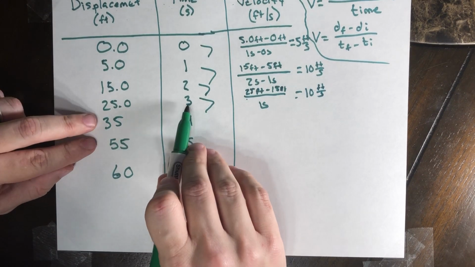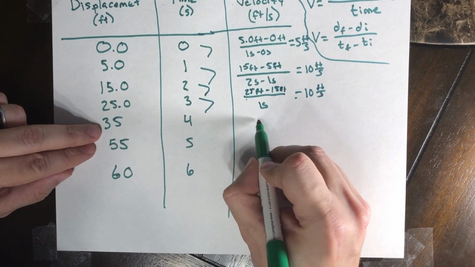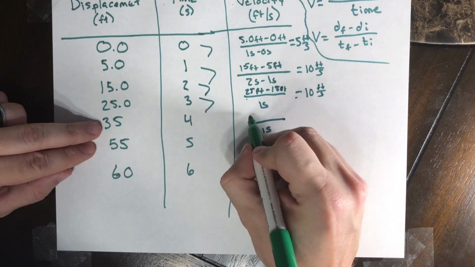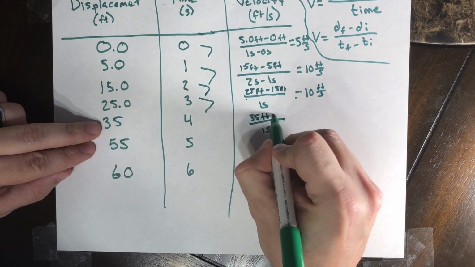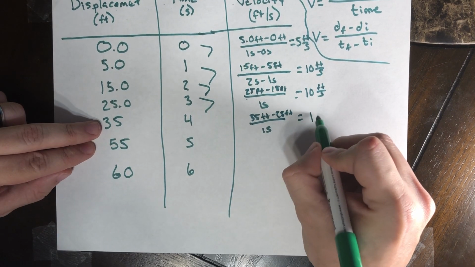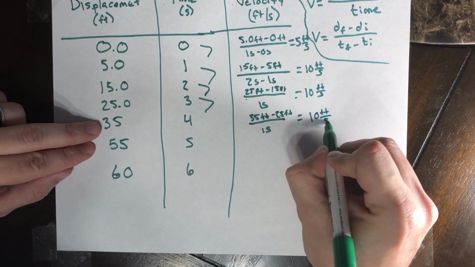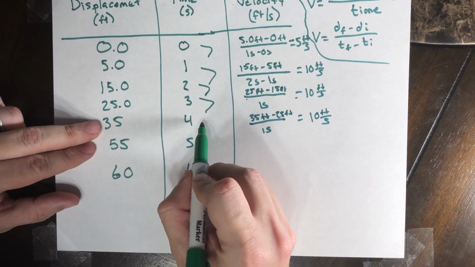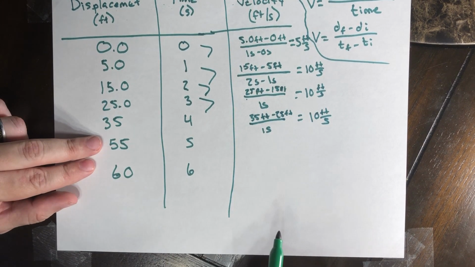Now we're going to do between 3 seconds and 4 seconds. Again, our bottom is going to be 1 second. 35 feet minus 25 is going to give us, again, 10, so 10 feet per second once more. Okay, starting to see a pattern here. It won't always work out with the same numbers, but in this case it seems to be doing pretty well.